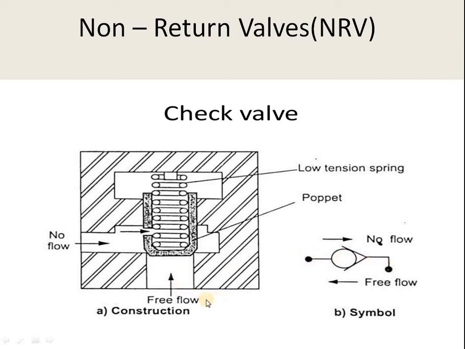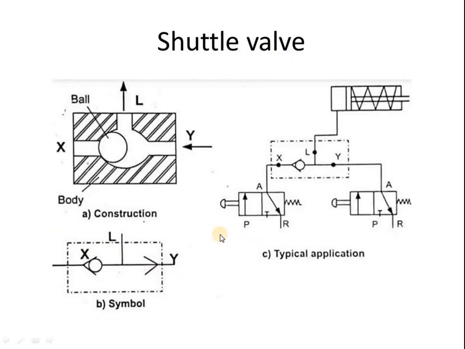If the pressure air comes through this port, it will push the spring above, and the air will flow from this position to this one, but at the same time the air will not come back in the same direction. That's why it is called a check valve or non-return valve. Similarly, there is the shuttle valve. There are three ports here: X port, L port, and Y port. This shuttle valve will allow the flow of air from Y to L. That is its symbolic representation.